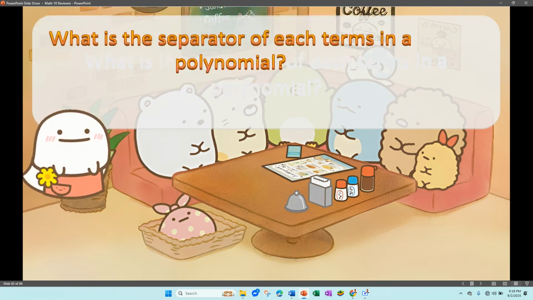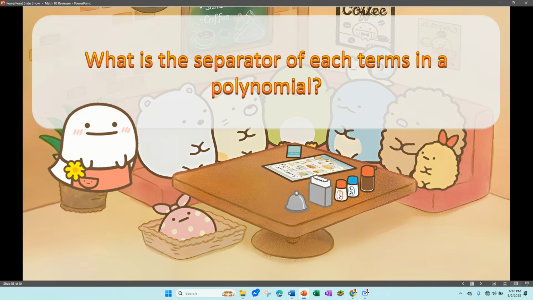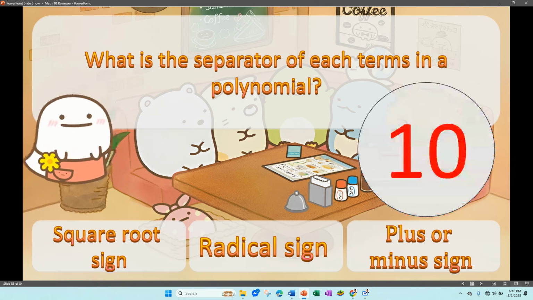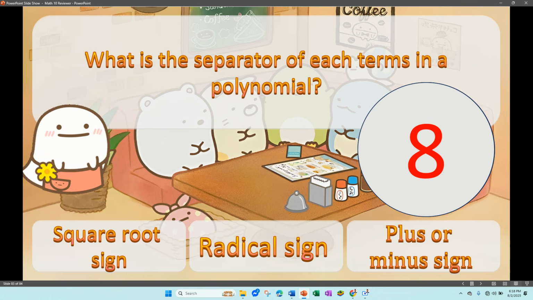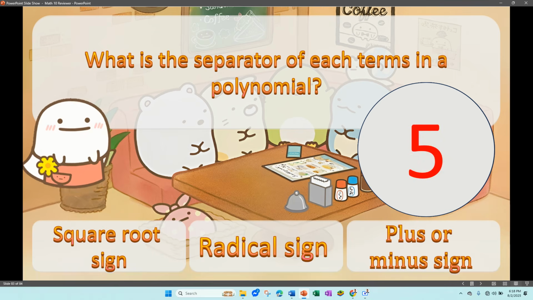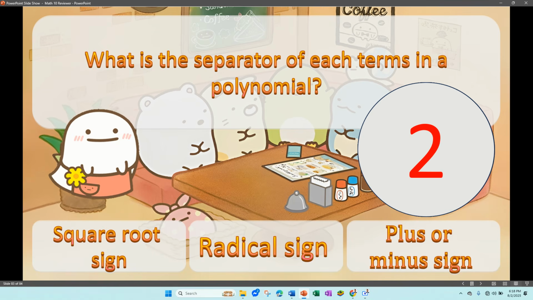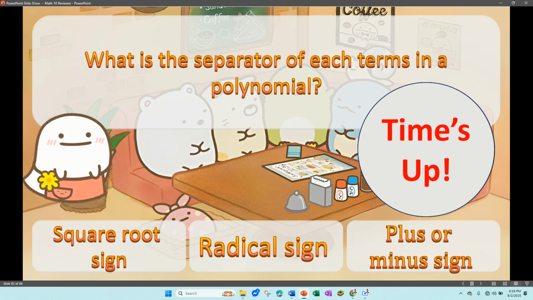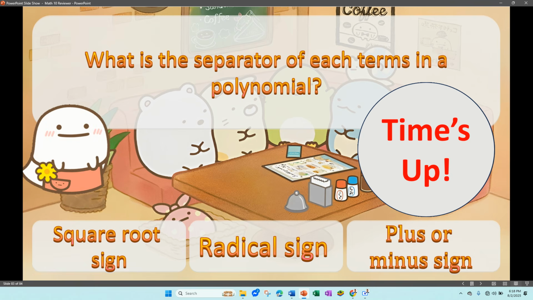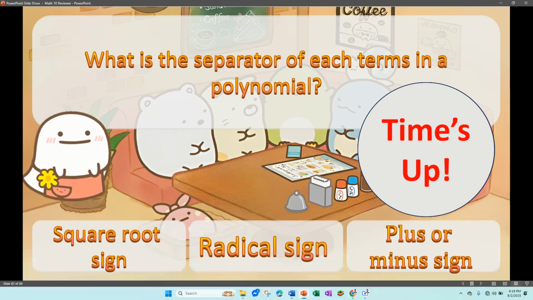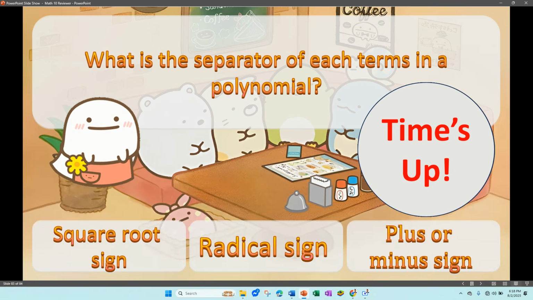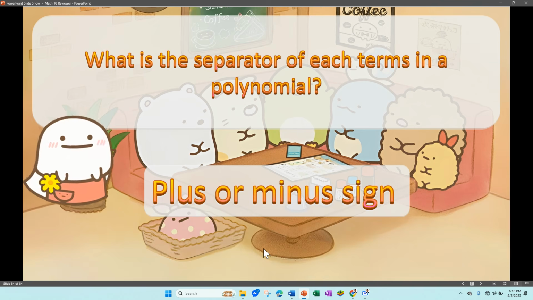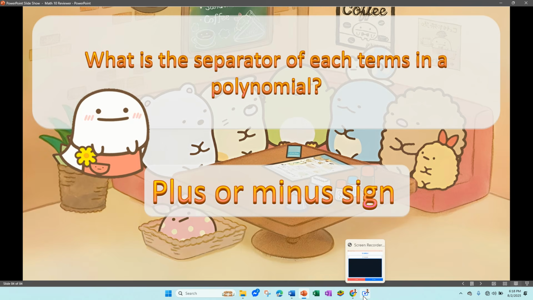Last question. What is the separator of terms in a polynomial? Square root sign, radical sign, or plus or minus sign? 10 seconds, go. So time is up. Para malaman po natin kung anong type or classification of polynomials yung given, nakabase po yun sa separator natin, which is the plus or minus sign. So that is the correct answer. And that's for our review. Good luck.